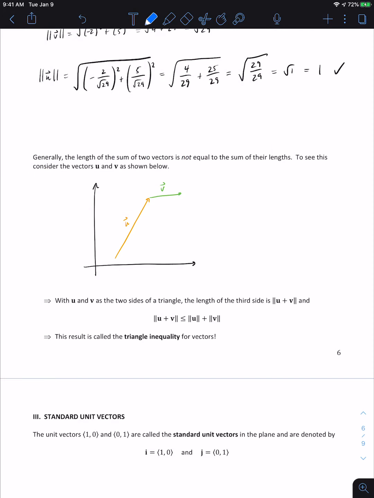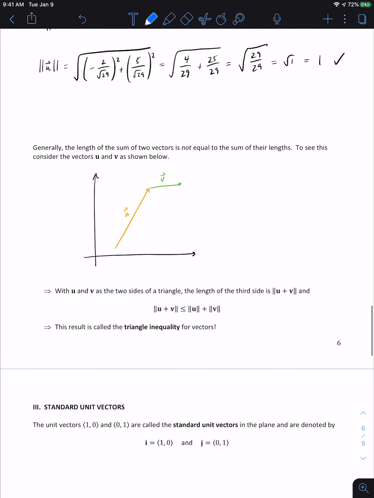So the sum vector, if I think about this as a triangle with u and v as two sides of the triangle, then this is my third side of the triangle, right? And this is that vector u plus v, the sum vector. But the length of this guy, remember the length is the magnitude. So the magnitude of u plus v is going to be less than or equal to the magnitude of u, the length of that guy, plus the length of this guy, v.